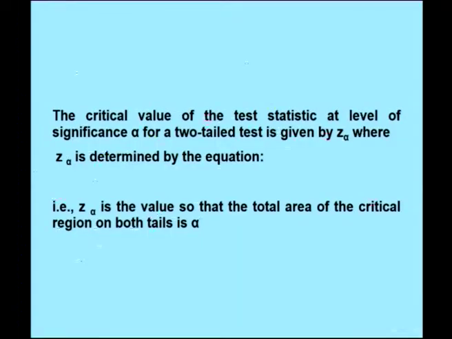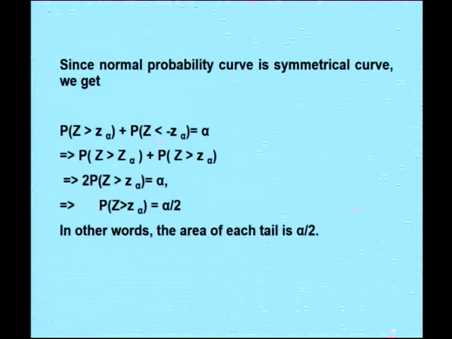In continuance with the previous session, where we stopped with the critical value of the statistic at level of significance alpha for a two-tailed test, it is given by Z alpha, where Z alpha is determined by the equation Z alpha is equal to t minus E of t, expectation of t, divided by standard error of t, where Z alpha is the value so that the total area of the critical region on both tails is alpha. Alpha stands for the level of significance. All these discussions were done in the previous session.